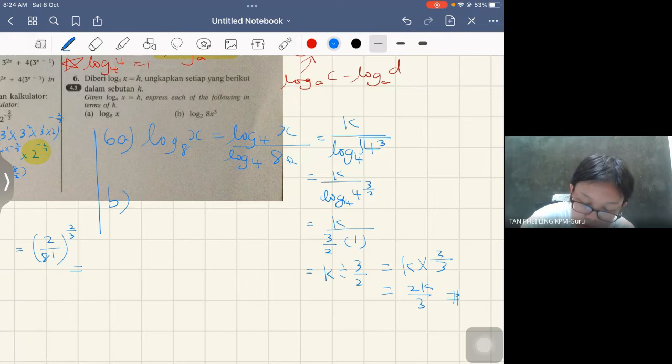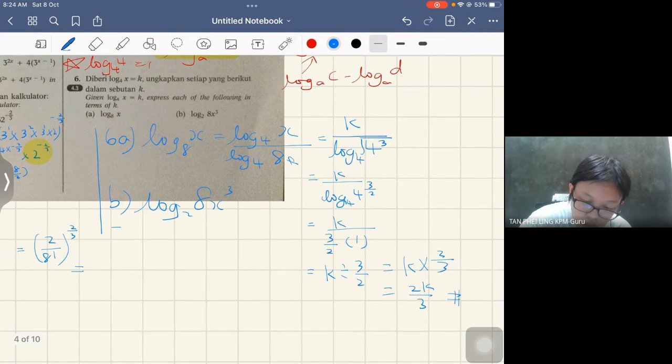Okay, so this one is log base 2 of 8x to the power 3, right? So we have to change everything to base 4. I recommend you change to the same base first. So we'll change to log base 4 over log base 4. You're going to have 8x to the power 3 and then 2 here. All right, so you do it like this first, it's easier. Then only you start to expand.